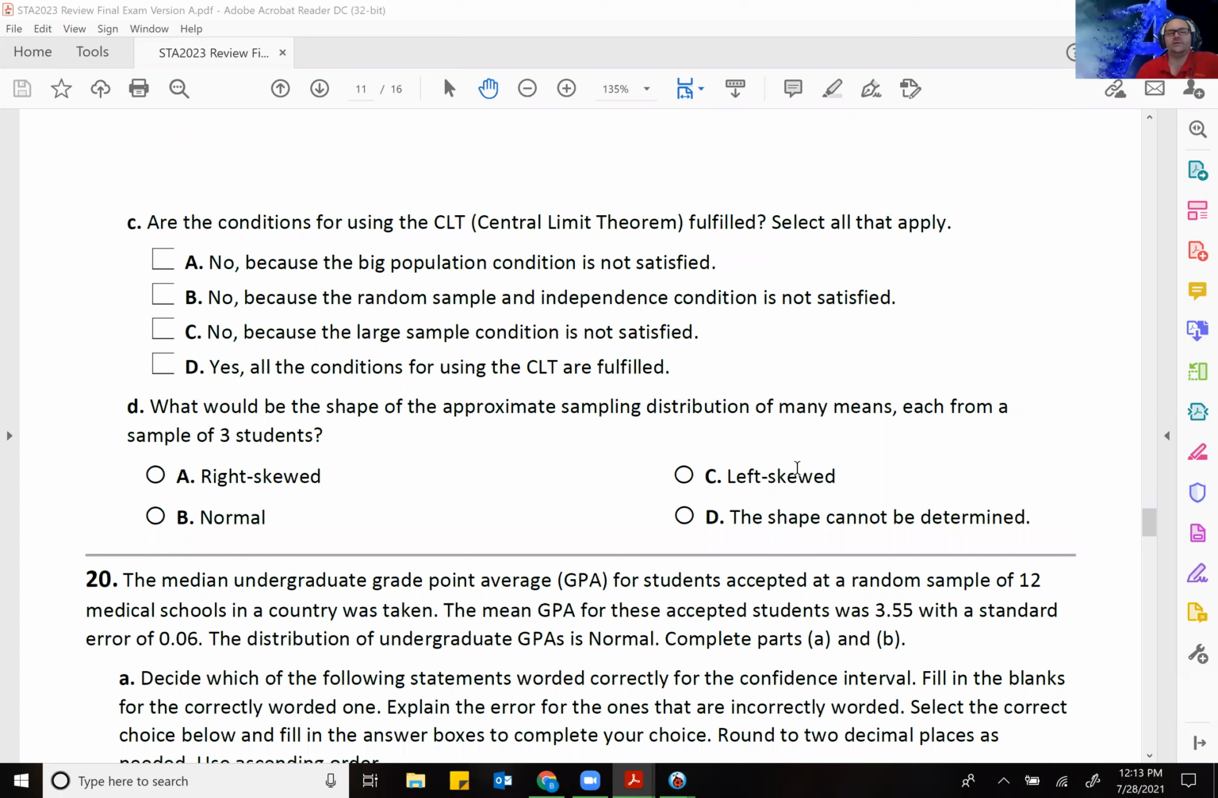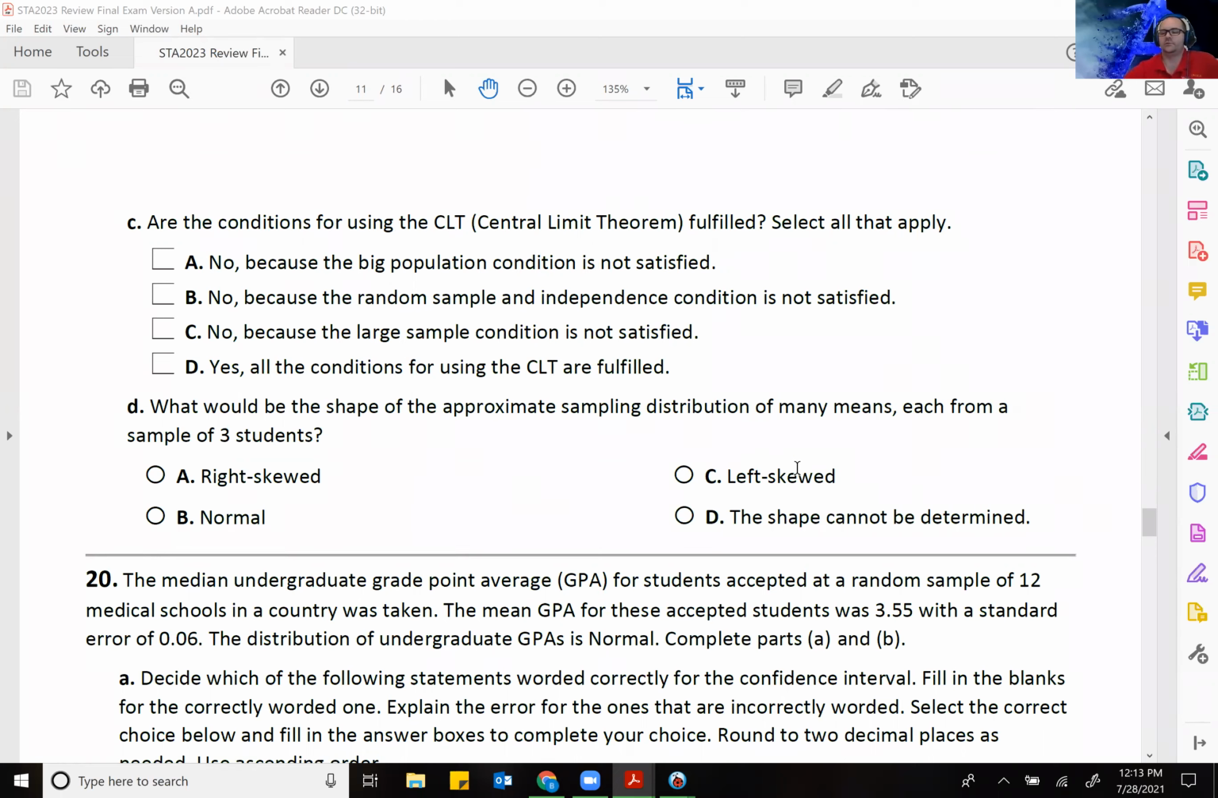So which one do we select then? A, B, C, or D? What Catherine said. We do not have a large enough sample.